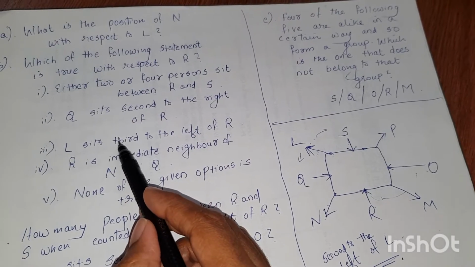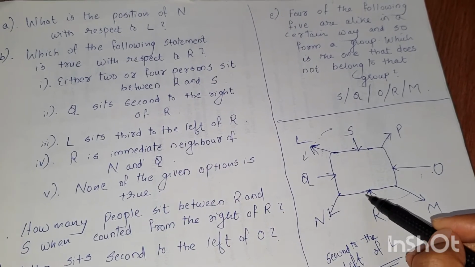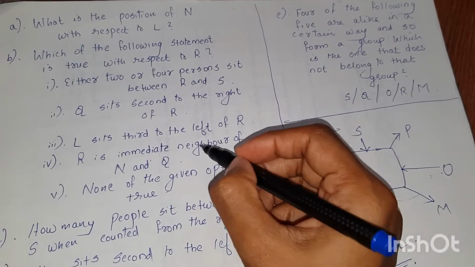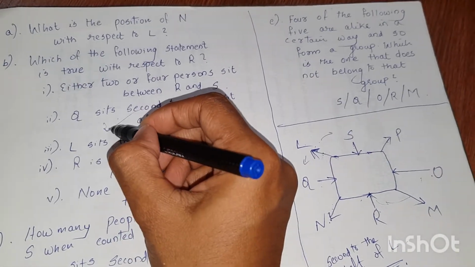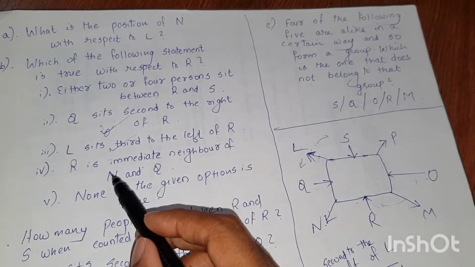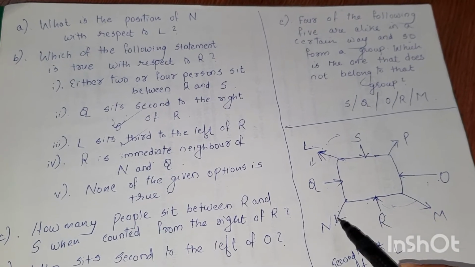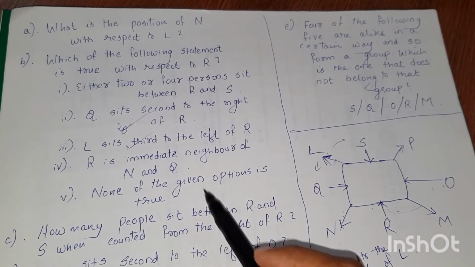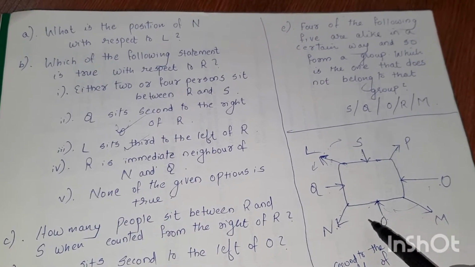Going to the third statement, L sits third to the left of R. Third to the left of R means here, 1, 2, 3. Yes, L sits third to the left of R. This is true. Option 3 is true. Now the fourth one, R is an immediate neighbor of N and Q. No, R is an immediate neighbor of N and M, not Q. None of the other options is true. Our answer is option 3, that is, L sits third to the left of R.